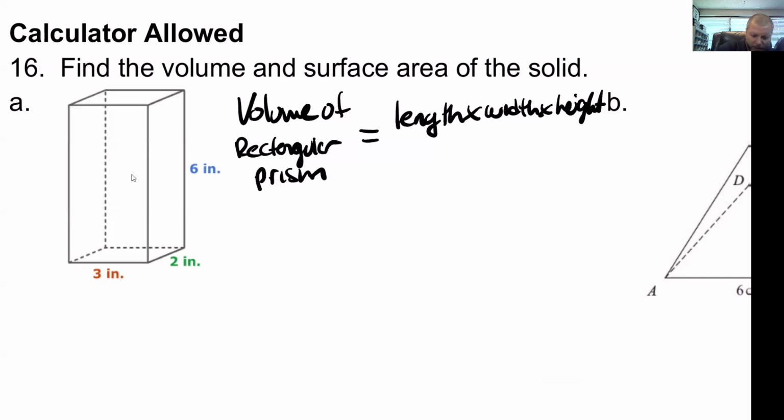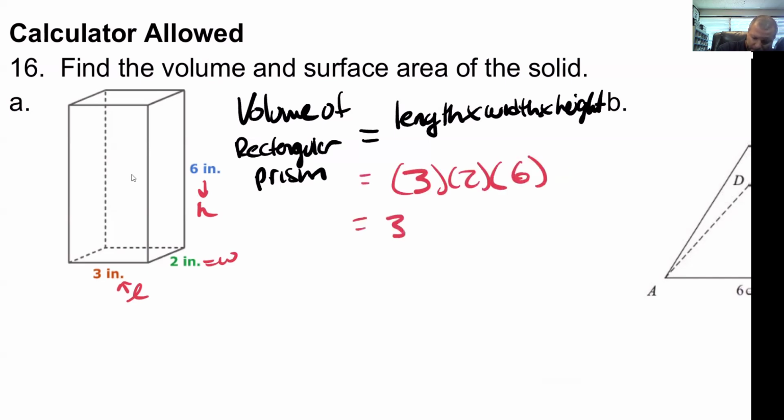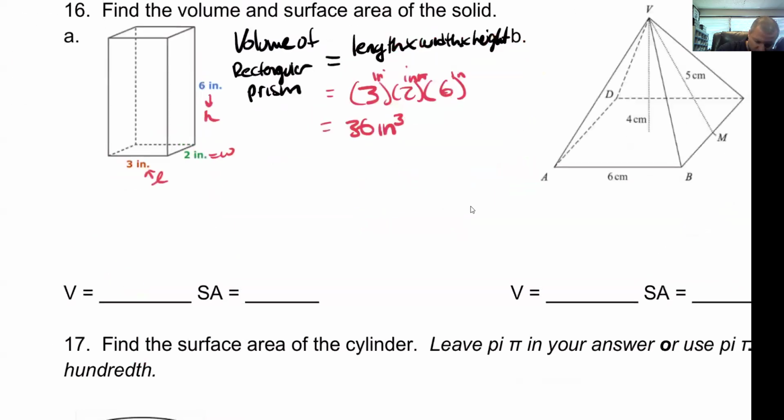So if I want to find the volume of this thing, I have my length, which is 3, my width, which is 2, and my height, which is 6. So it's just going to be 3 times 2 times 6. That's going to be 36. And my units were inches, so it's going to be cubic inches. Just like we saw with one of the previous questions, this would be 3 inches, 2 inches, and 6 inches. Inch times inch times inch. Anything times itself 3 times is just cubed. So our volume is going to be 36 cubic inches.